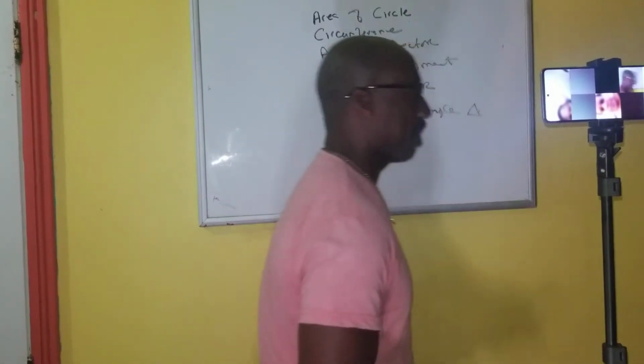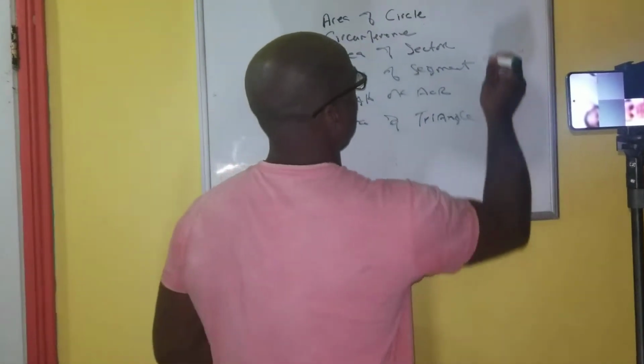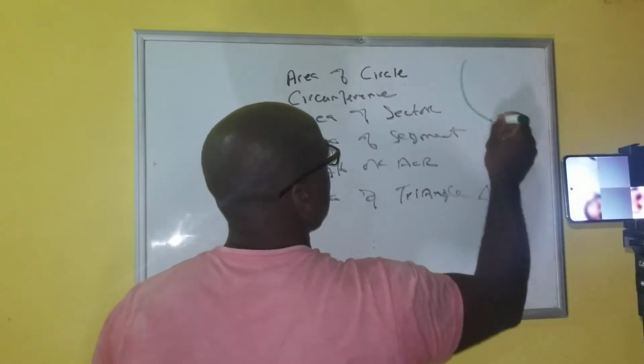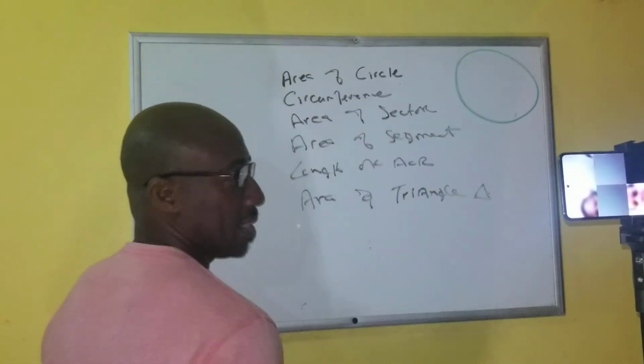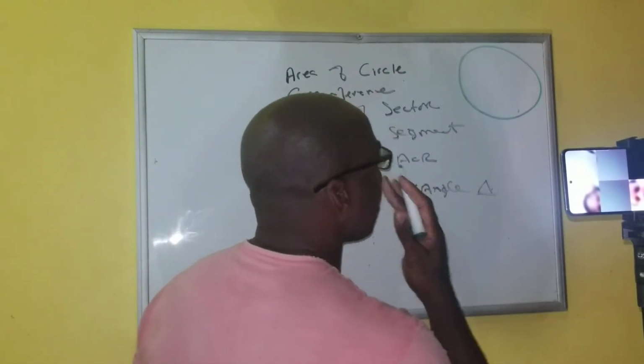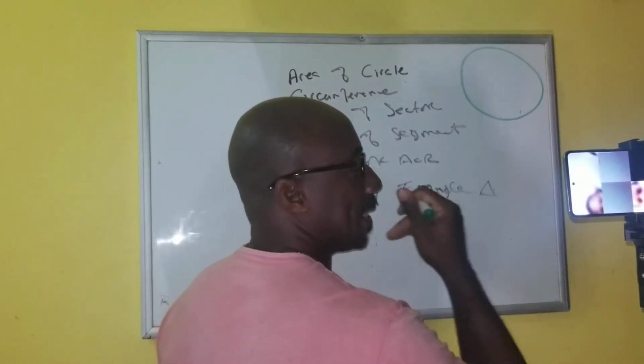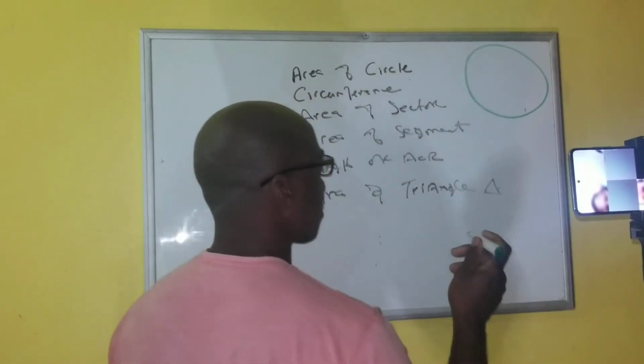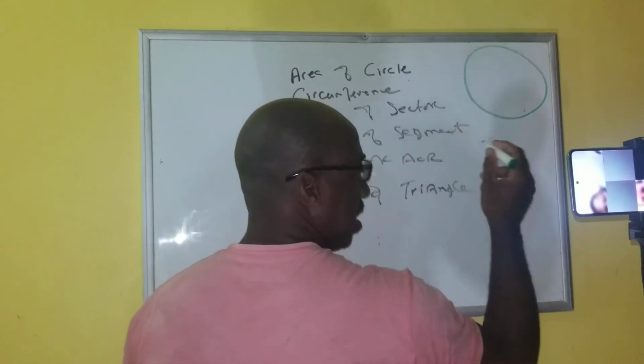Probably just give you a definition, a little breakdown of a circle, right? Now, it is a circle, right? Imagine this is a pizza. In a circle, it's a pizza.